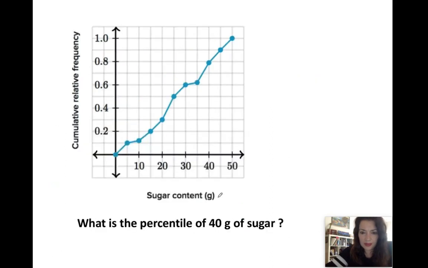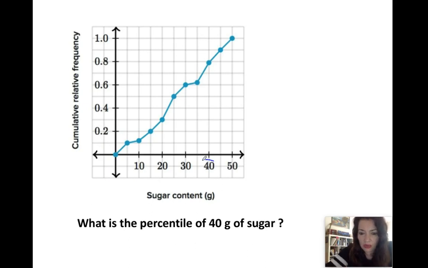All right, so go ahead and try this one. Pause the video and see if you can find what is the percentile of 40 grams of sugar. Use this graph to find what the percentile is. And I will go over it right now.